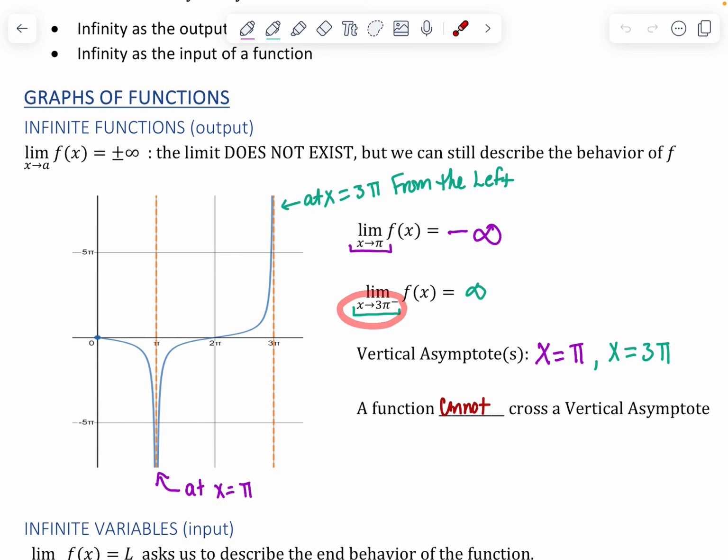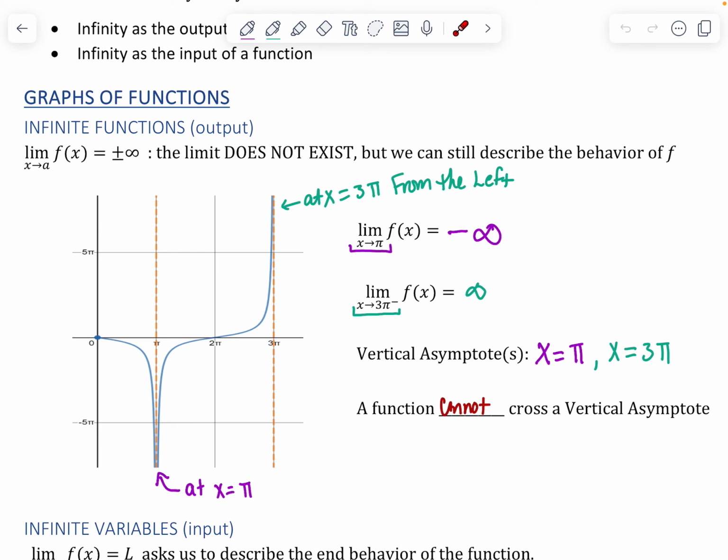Now this particular question only asked me to find 3 pi, which I can see on the graph, but only from the left because of the negative exponent. So when I just look to the left of this line, I can see my graph is headed up towards positive infinity. Hopefully you remember, these are also called vertical asymptotes.